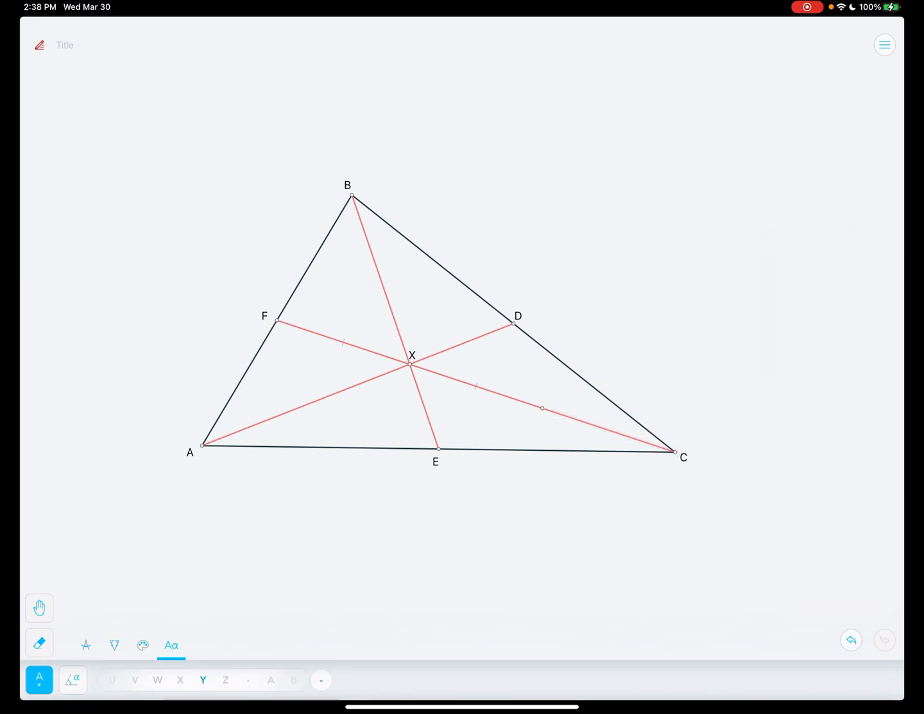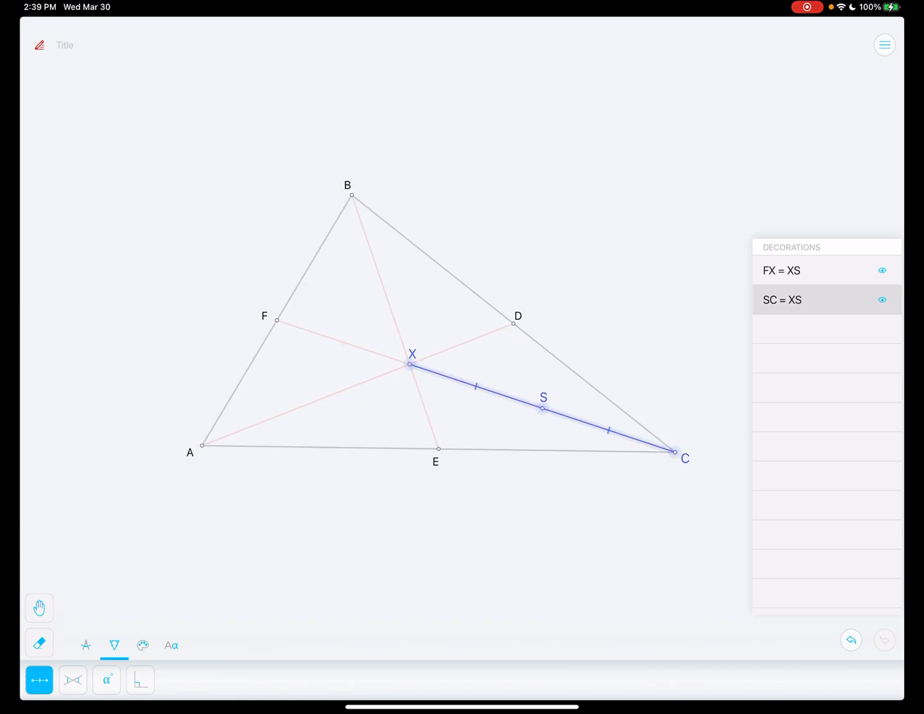Why don't I just label that midpoint as S. So FX, XS, and SC are all going to be the same distance. So my point X is going to split this into a 1:2 ratio. So the ratio between distance FX and distance XC is going to be 1:2. This is going to be true of all of my medians.